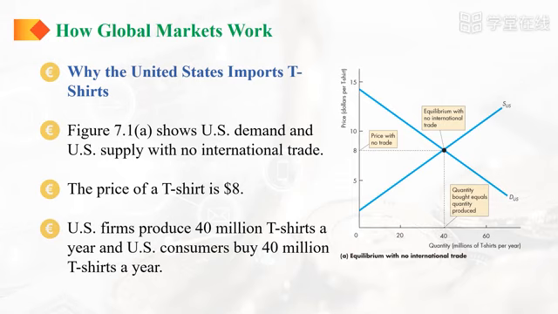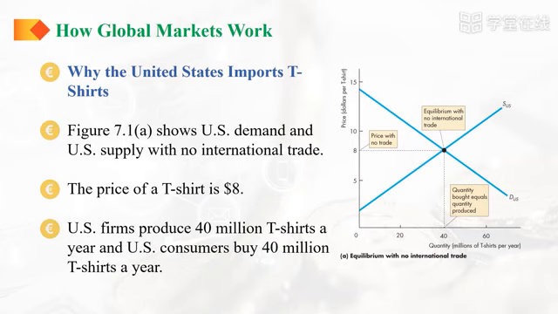The demand curve DUS and the supply curve SUS show the demand and supply in the US domestic market only. The demand curve tells us the quantity of t-shirts that Americans are willing to buy at various prices. The supply curve tells us the quantity of t-shirts that US garment makers are willing to sell at various prices, that is, the quantity supplied at each price when all t-shirts sold in the US are produced in the US.